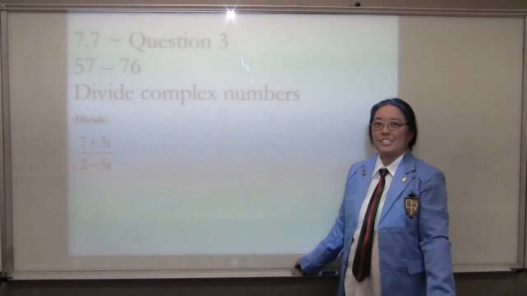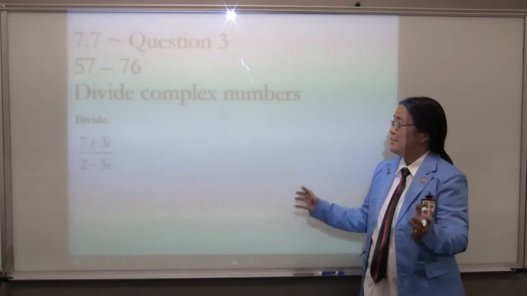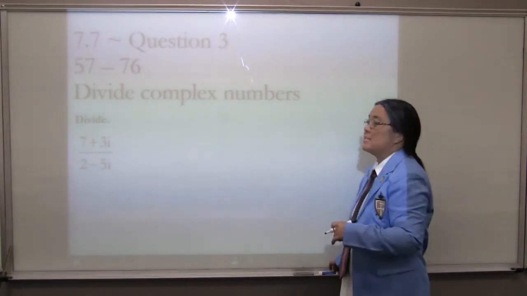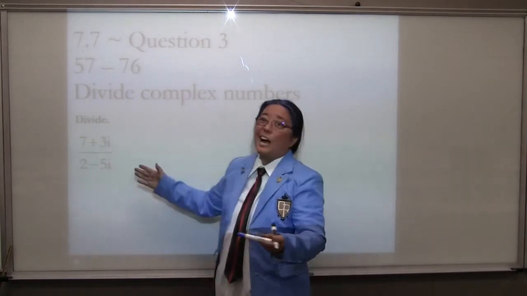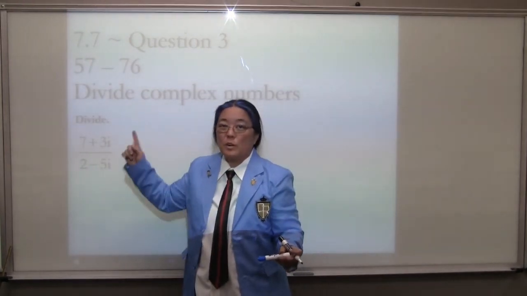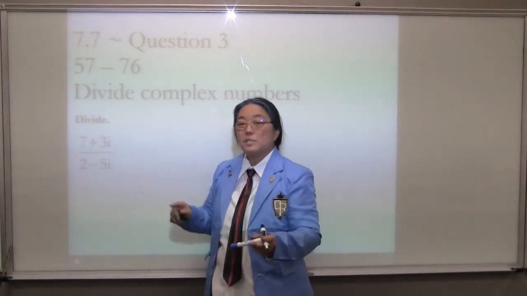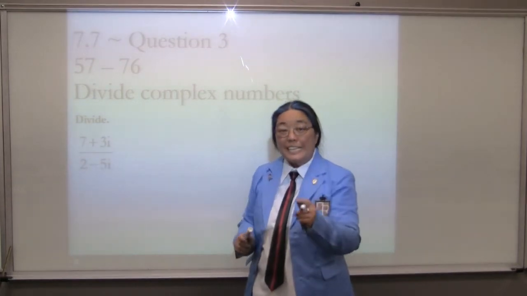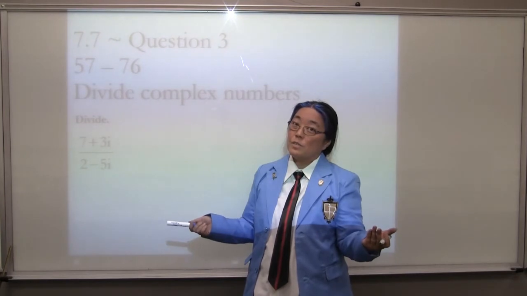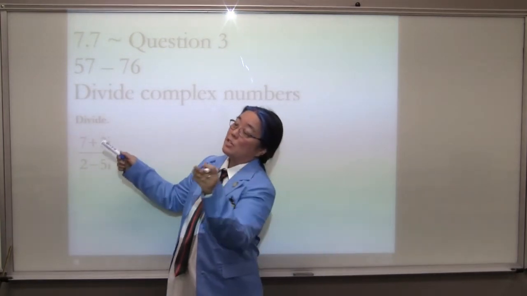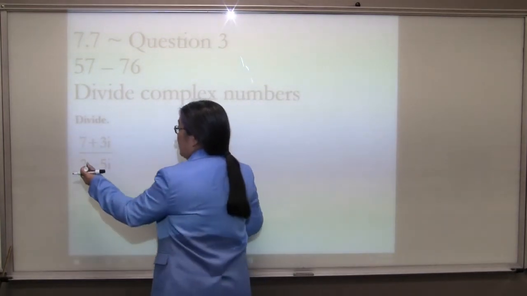Chapter 7, Section 7, Question 3. Dividing complex numbers. This number is not in simplified radical form. Why not? I don't see a square root in the denominator, but remember that i is the square root of negative 1. There is a square root in the denominator. How do we fix square roots in the denominator? From 2 sections ago, we use the conjugate.